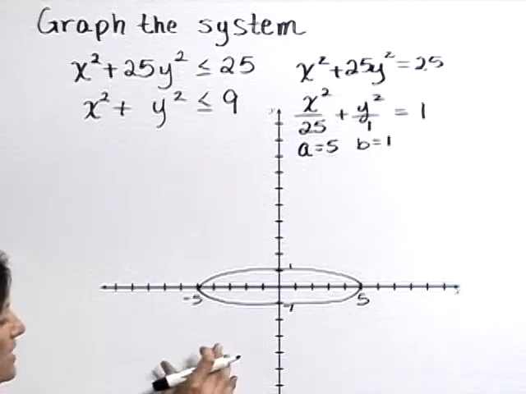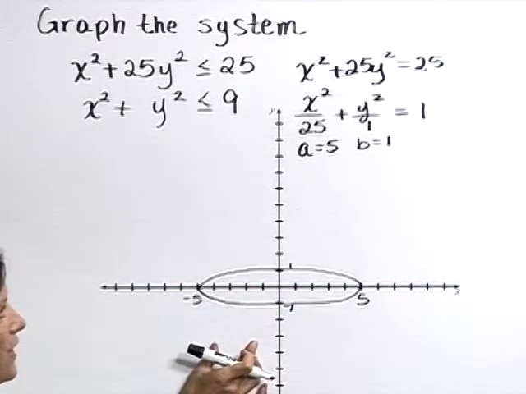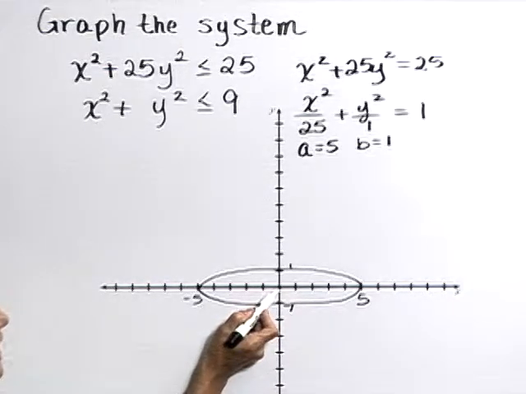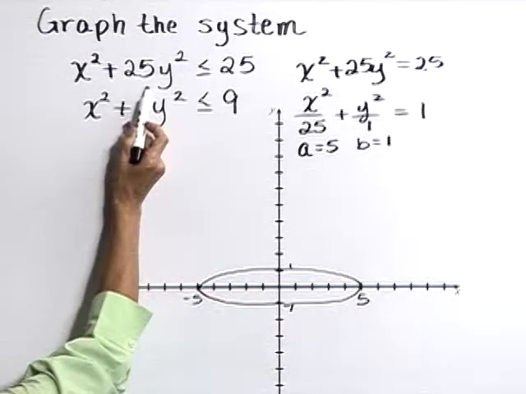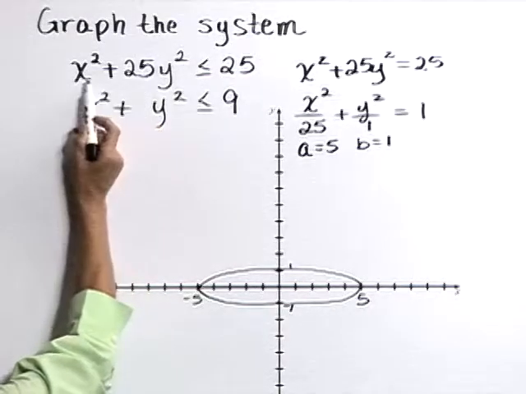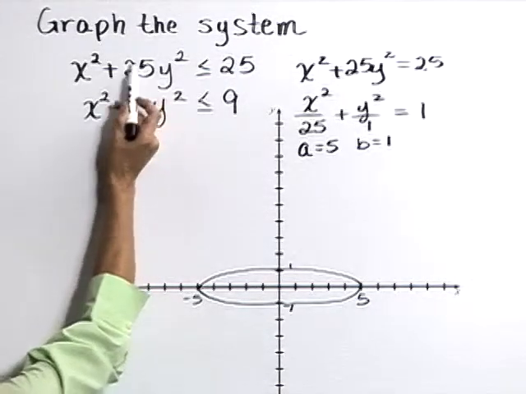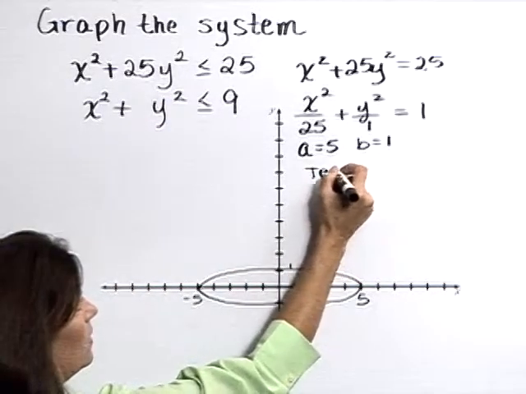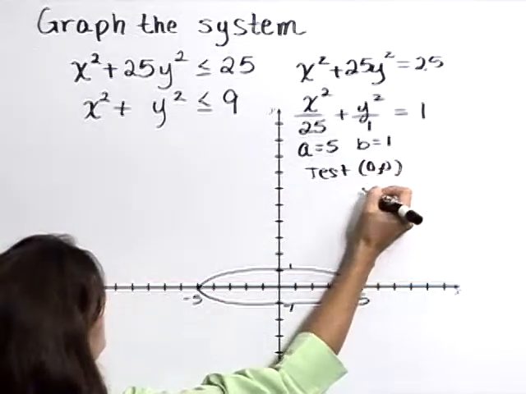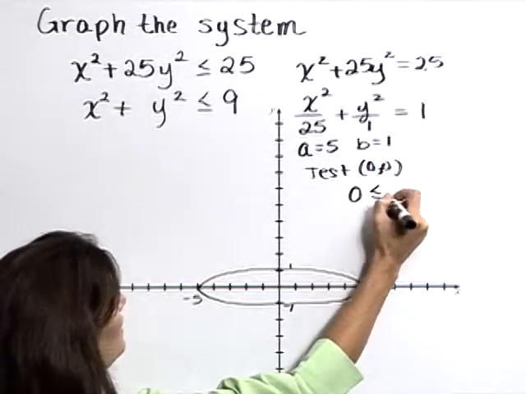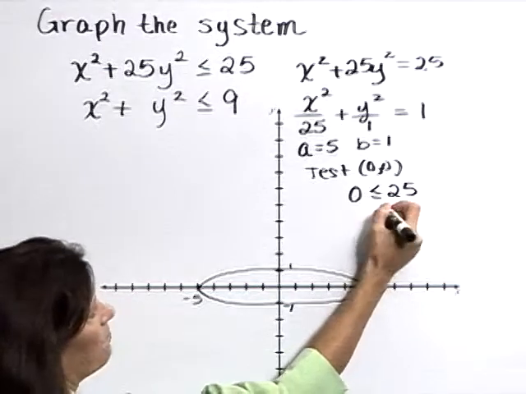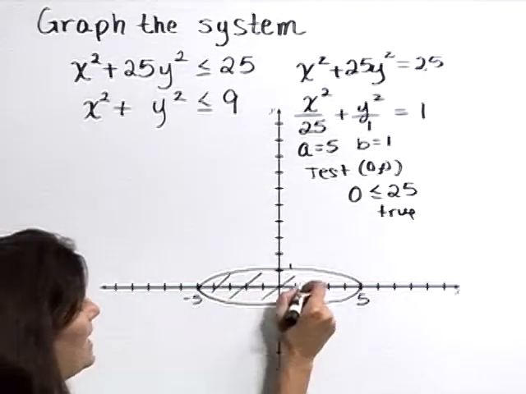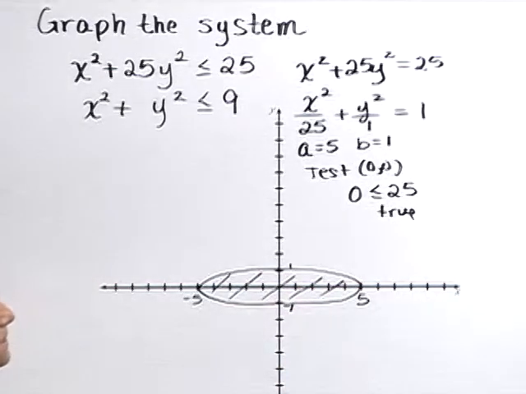Now, we need to determine whether to shade inside or outside that ellipse. So let's choose a test point that is the origin and determine whether that satisfies our inequality statement or not. Now, if we put 0 in for x and y, we're going to get a big 0 on the left side of that equation. So as we test the point 0, 0, is 0 less than or equal to 25? Sure, that's a true statement, indicating that we'll shade inside that ellipse.